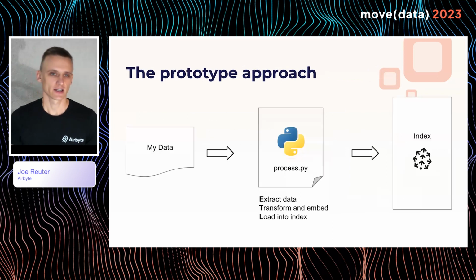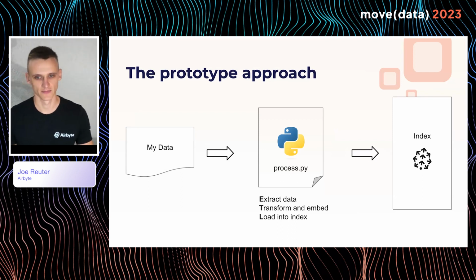And when you're getting started, most often your setup looks something like this. You just start a new Python script and you keep hacking on the different parts. You use some libraries to extract data from different places. You transform them in place, so you can use them. You probably embed them, and then you load them into the search index where the language model can access it.